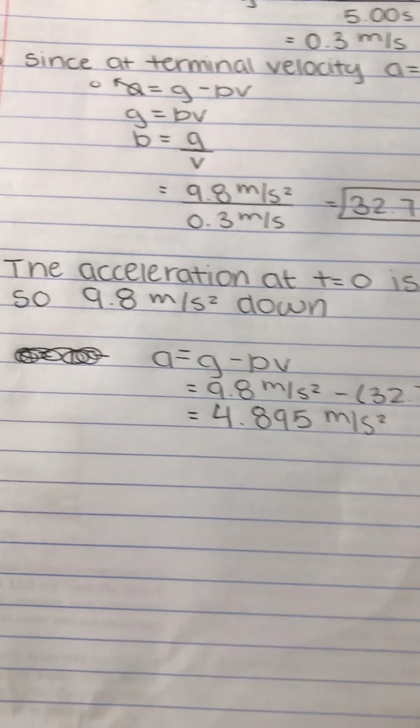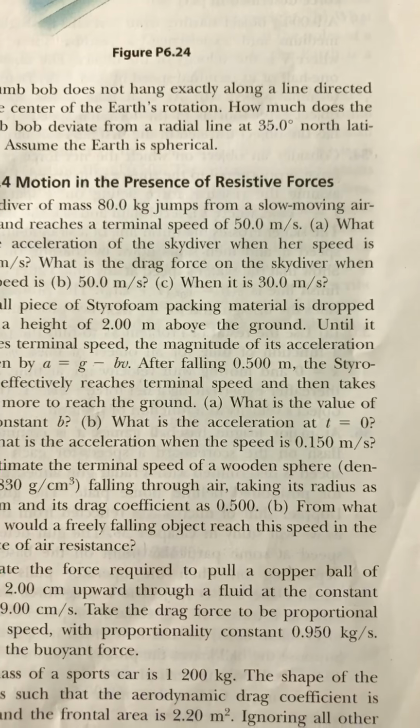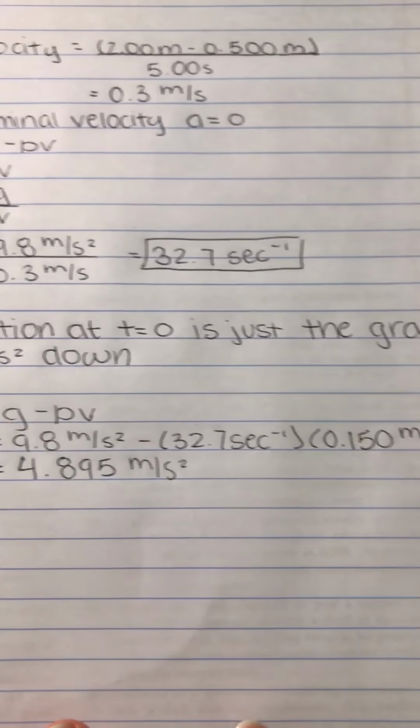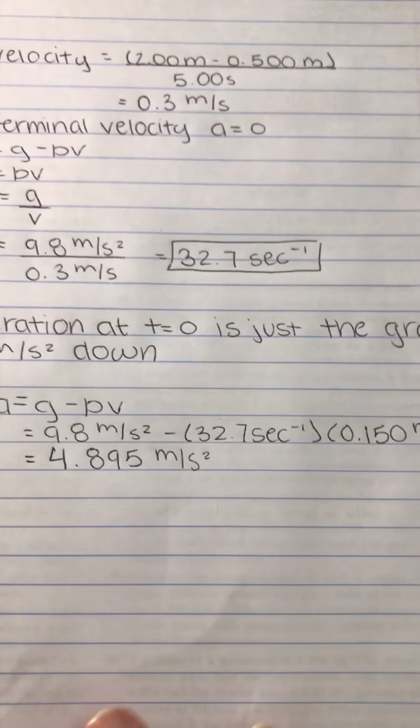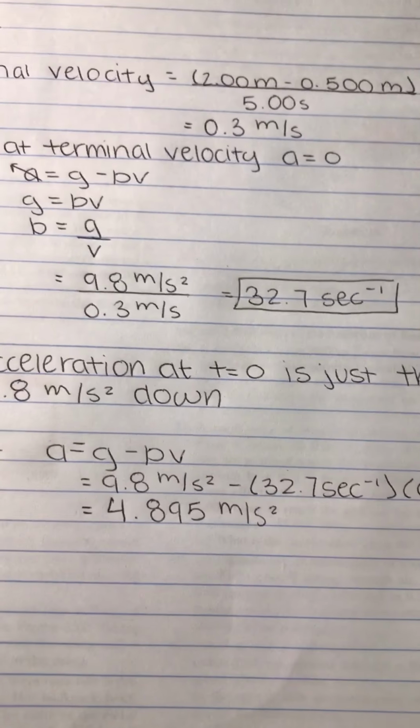Then for B, the question is, what is the acceleration at t = 0? So the acceleration at t = 0 is just the gravity working on it. So that would just be 9.8 meters per second squared downwards.